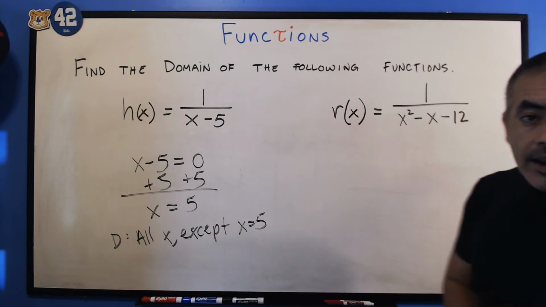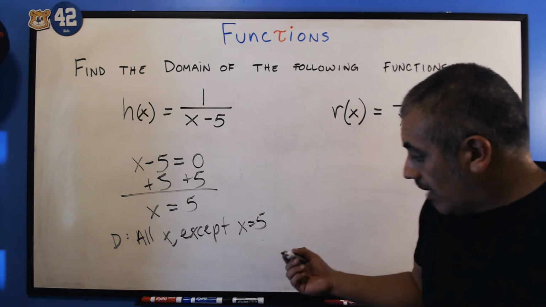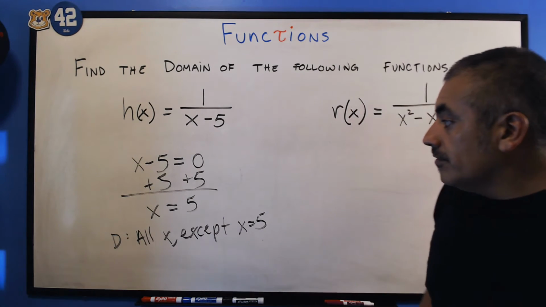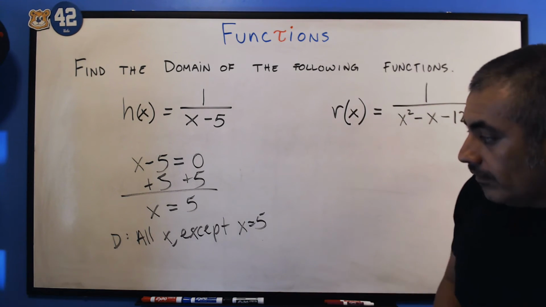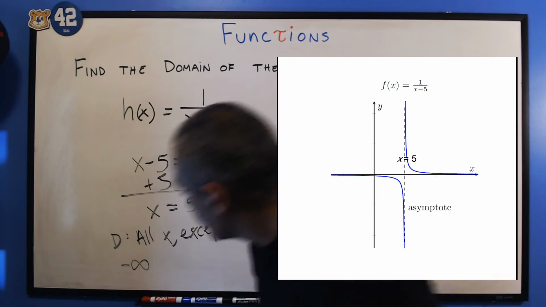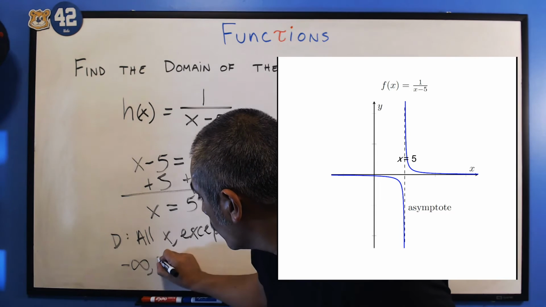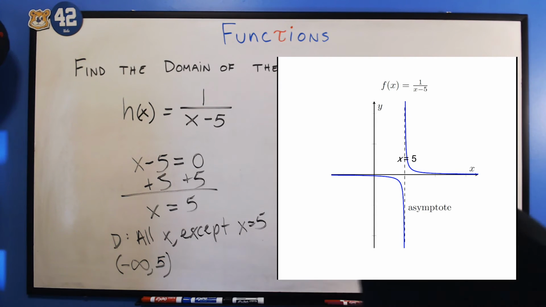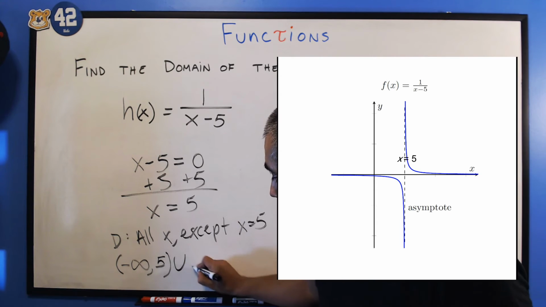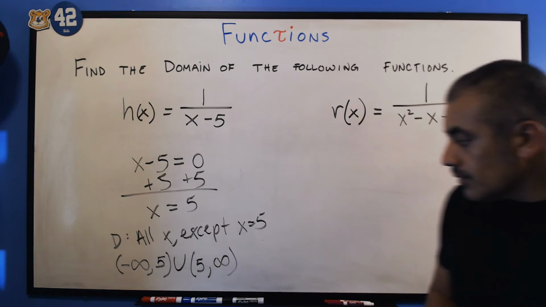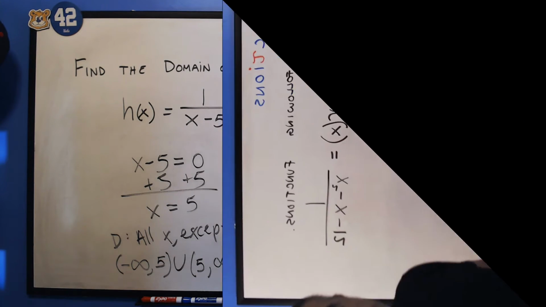And so we're going to write it in interval notation now. In interval notation, we know that we can use everything to the left of 5, everything to the right of 5. So we're going to start at negative infinity. We're going to go all the way to 5. Now we're not going to include negative infinity. We're not going to include 5. And then we're going to skip 5, and we're going to go all the way to positive infinity. And so that is what our domain would look like.